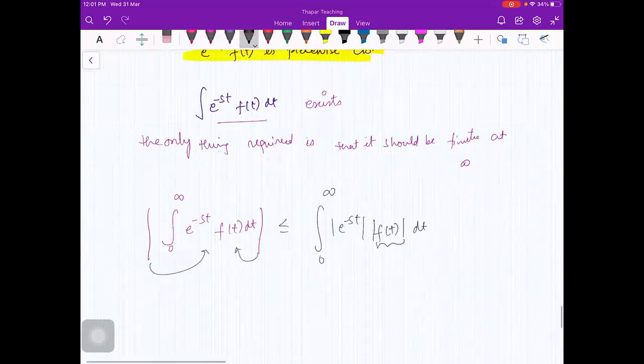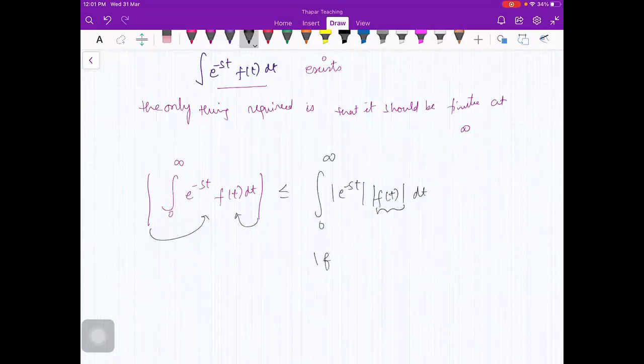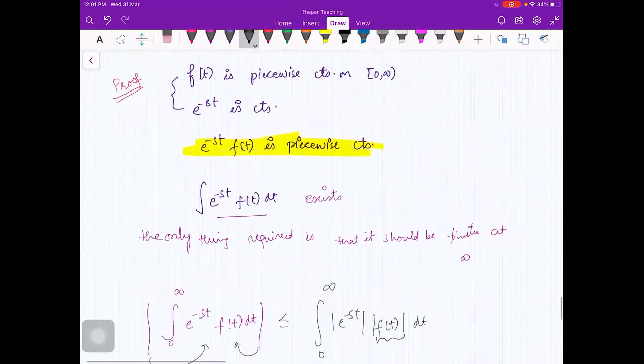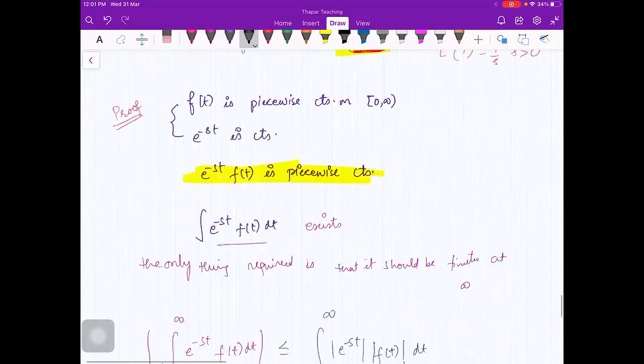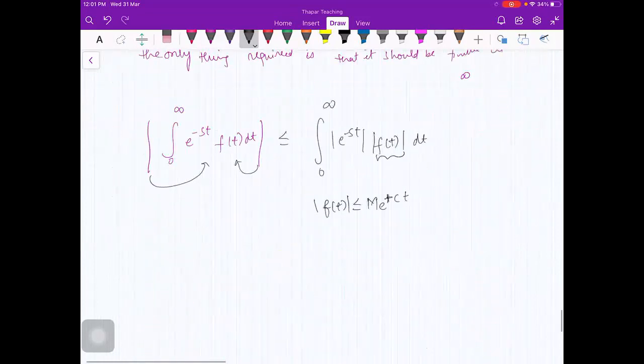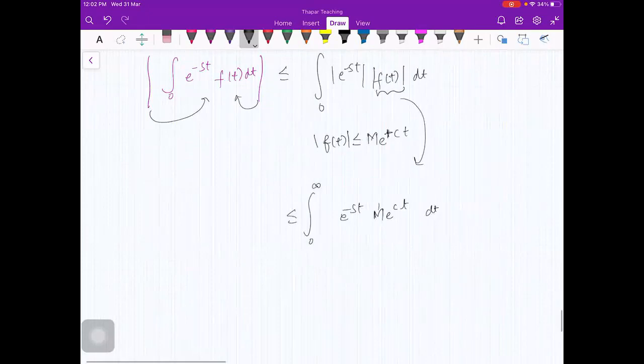Now because this is of exponential order, we have |f(t)| is less than or equal to M e raised to the power ct. Is this clear? So here we will have the integral from 0 to infinity, which is less than or equal to e raised to the power minus st times M e raised to the power ct dt. You can bring this M outside, so this is less than or equal to M times the integral from 0 to infinity of e raised to the power (c minus s)t dt.